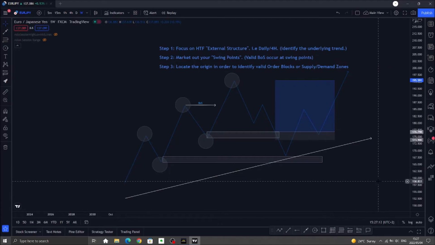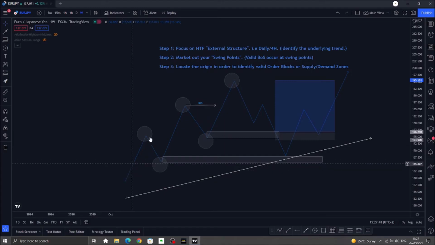So let's say, for example, you are an intraday trader, right? So you day trade, you focus on your lower time frames, maybe your 15-minute, maybe your 5-minute. At the start of every trading day, what you need to do is you need to identify what your higher time frames are telling you. So whether your higher time frame is the 1 hour or the 4 hour, whatever it is, before you look for any entries on your lower time frames or your trading time frames, you want to make sure that you identify your underlying trend.